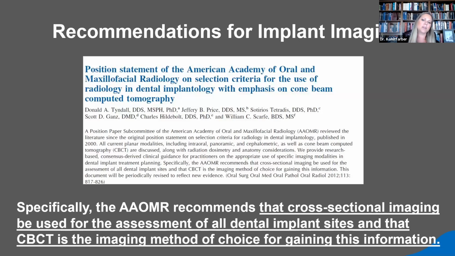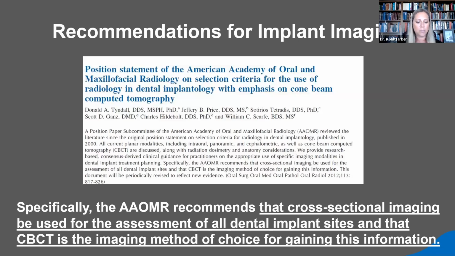This was one of the implant position papers. This was sent out by the American Academy of Oral and Maxillofacial Radiology in conjunction with dental implantology. And it recommends that cross-sectional imaging be used for the assessment of all dental implant sites, and that CBCT is the imaging method of choice for gaining this information. It didn't say it's standard of care, but it did say that it strongly recommends it.